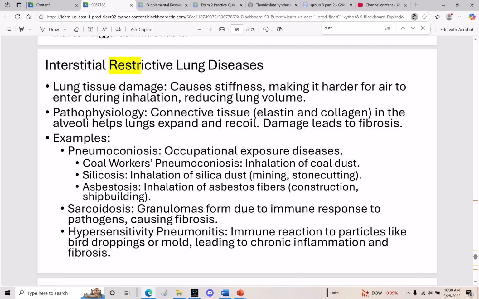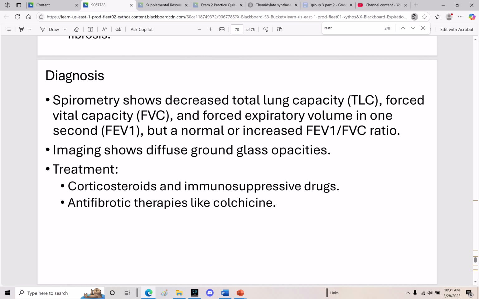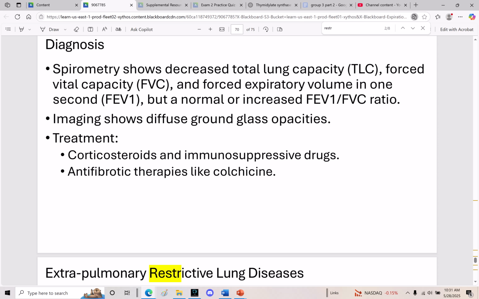Okay? Now, diagnosis, again, we're going to rely on our famous numbers of the functions of the lungs. Spirometry is going to be vital, okay? So spirometry, what you're going to see on the spirometry, you're going to have a decreased TLC. Why? Because lungs are not opening up. So your total lung capacity is going to be low. Makes sense? So forced vital capacity is going to be low.